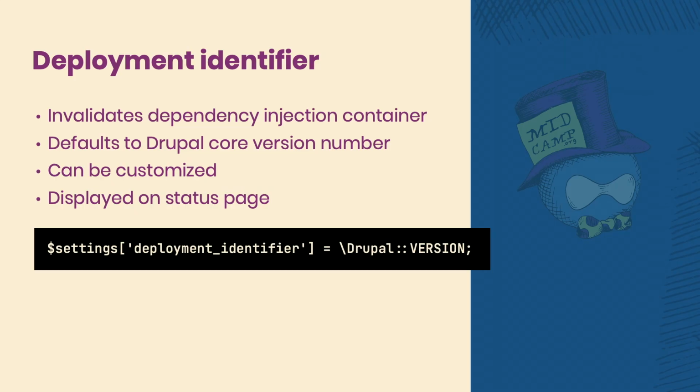So you can see from Drupal's default, within settings.php, you set settings deployment identifier to the Drupal version, and then that will at least get you whenever it changes in Drupal core. Whenever there's a new version of Drupal core, the deployment identifier will be updated.